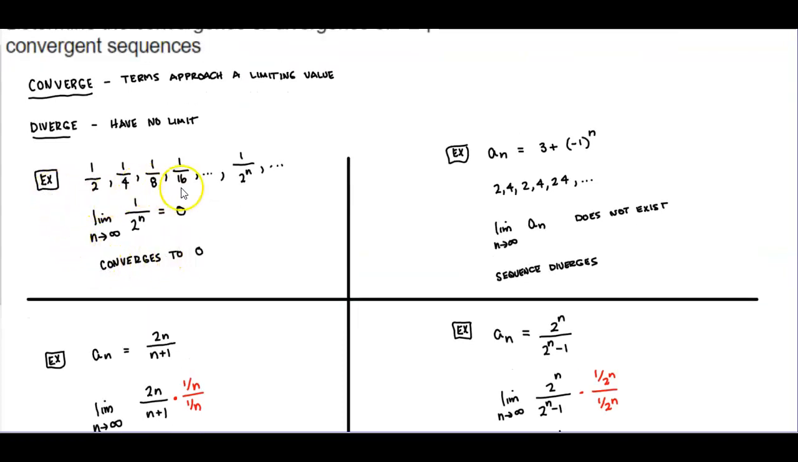First example here is our given sequence. We go 1/2, 1/4, 1 over 8, 1 over 16, all the way to 1 over 2 to the power of n. So if we take the limit as n approaches infinity of 1 over 2 to the power of n, well, that's going to give us the value of 0. And therefore, this is going to converge to 0.